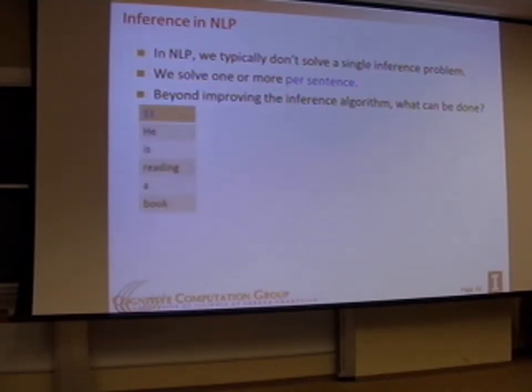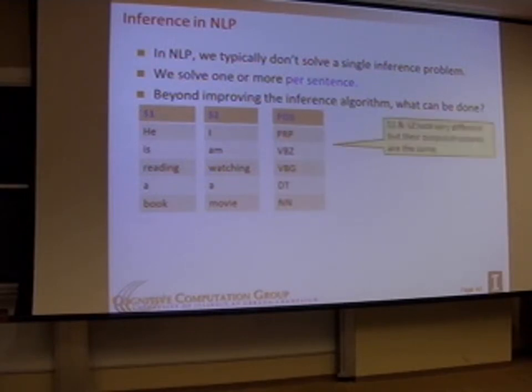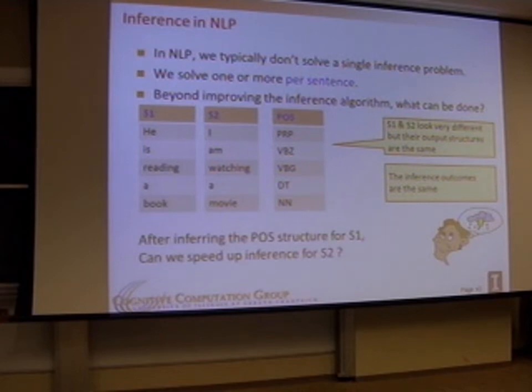So I want to start with the observation. Here is a part-of-speech tagging problem. Here is another sentence that I want to part-of-speech tag. And in both cases, the solution is the same solution. So these are different sentences, completely different sentences. Nevertheless, the output structure is the same. And the question is then, after inferring the part-of-speech structure for S1, can we speed up the inference for S2?